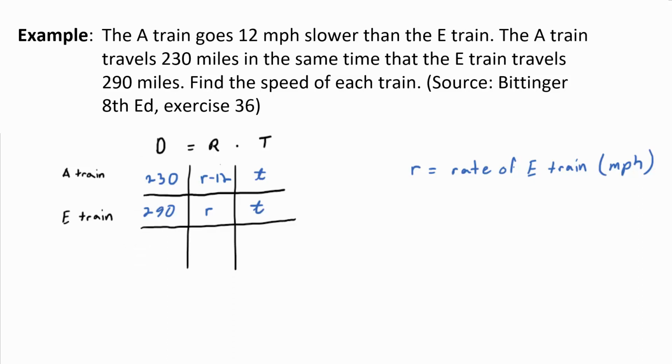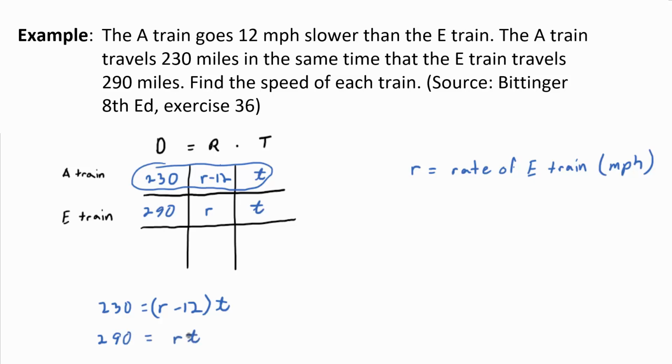All right. Let me show you how to get a single equation. So there's two equations here, right? There's 230 equals (r minus 12) times t. Would you agree with that statement? So where did I get that? Just from the top row, right? Distance equals rate times time from the top row. What's the second equation? Yep, 290 equals r times t.